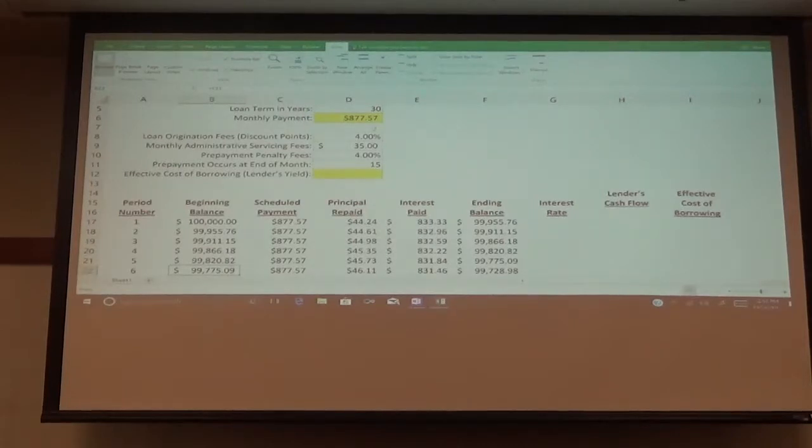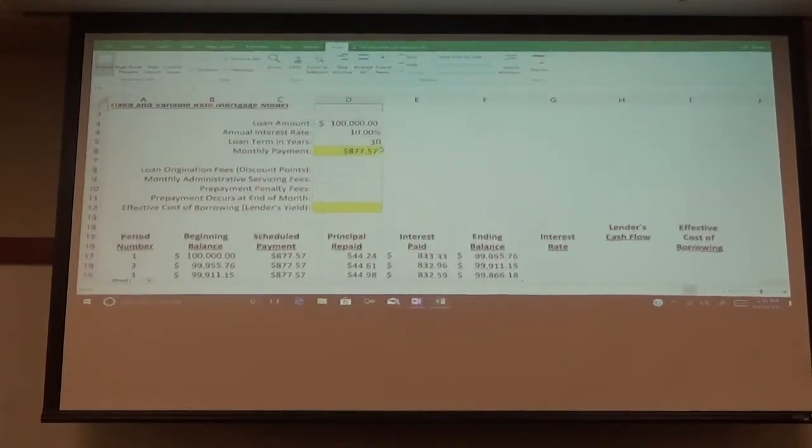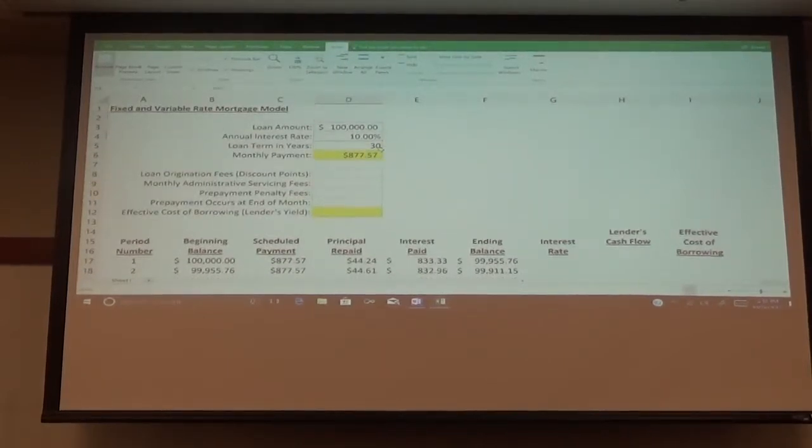Let's do this. I'm going to go up here, because none of these are doing anything. We're going to zero out or delete basically all of this information about loan origination fees and everything else, because none of that's going to affect the model below. Right now would be a good time to save the model.